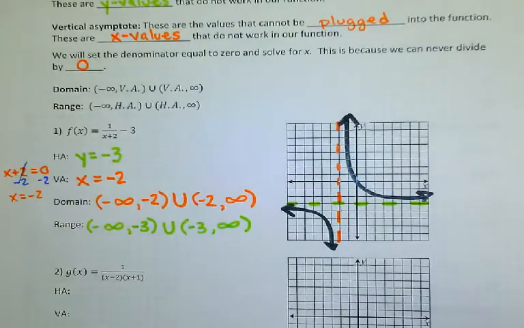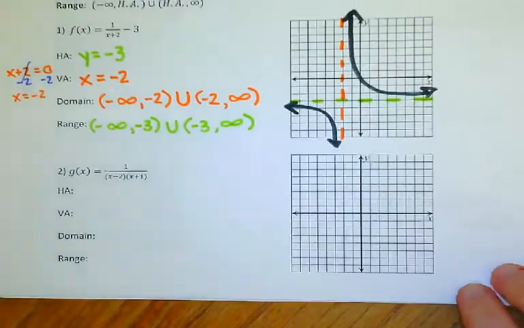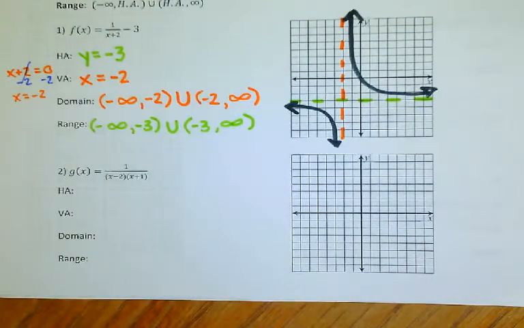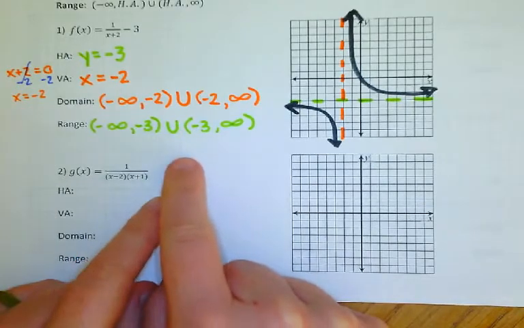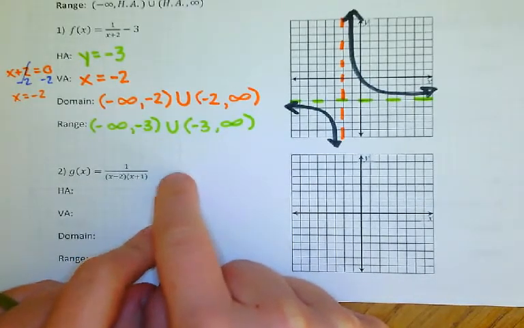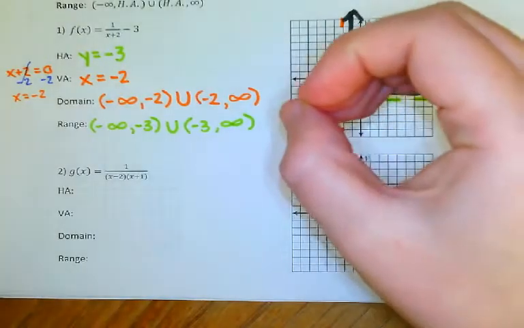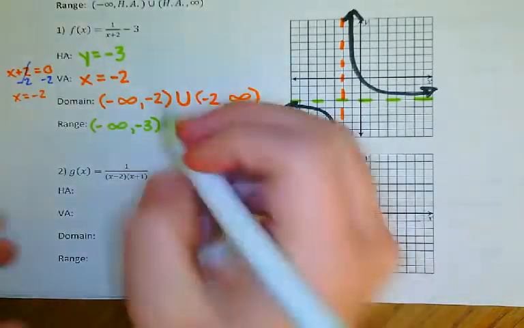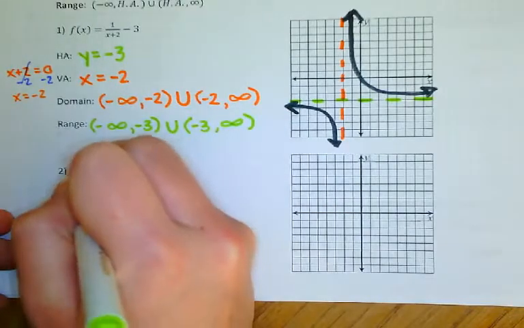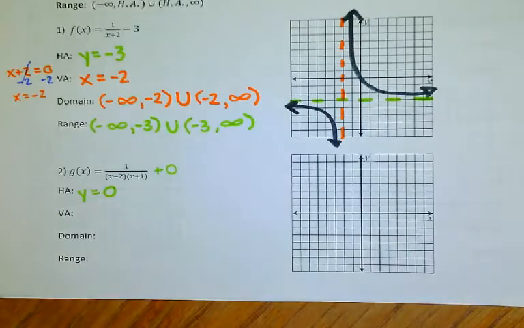Okay, one other example. Right here. Now this time, do we have anything on the outside not touching the x's at all? No, there's nothing out here. So what number represents nothing? 0. Exactly right. So our horizontal asymptote is going to be y equals 0.